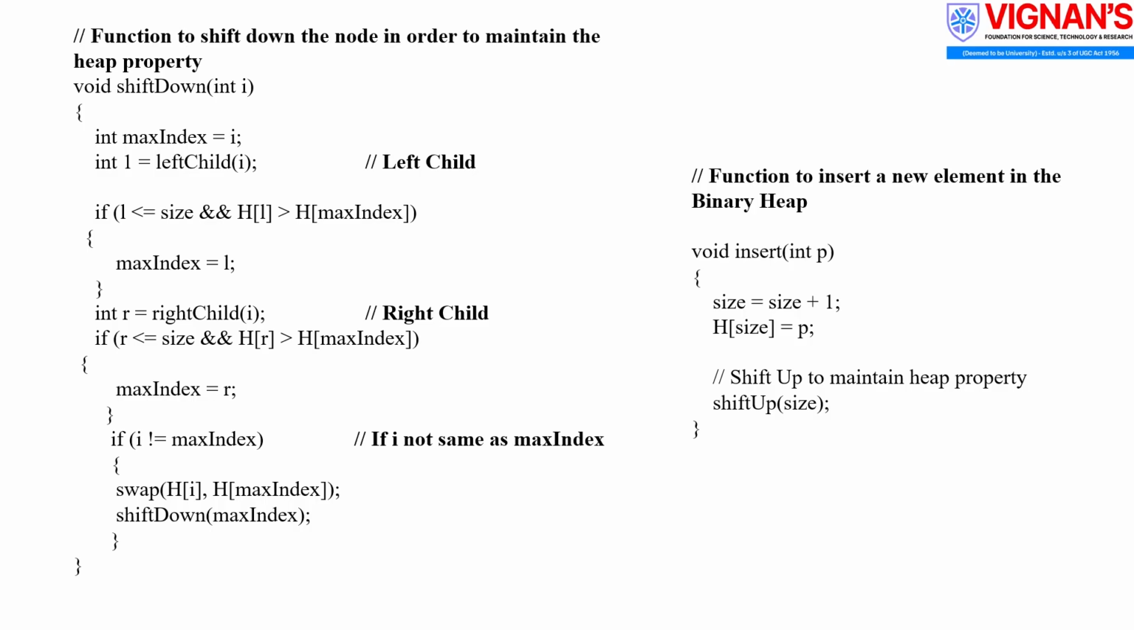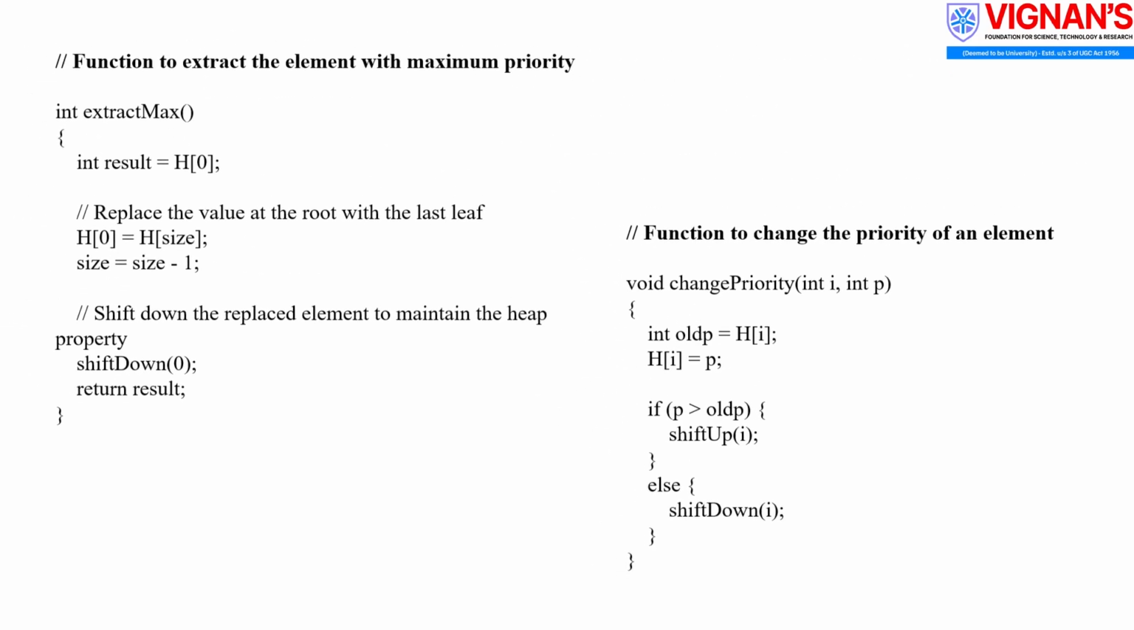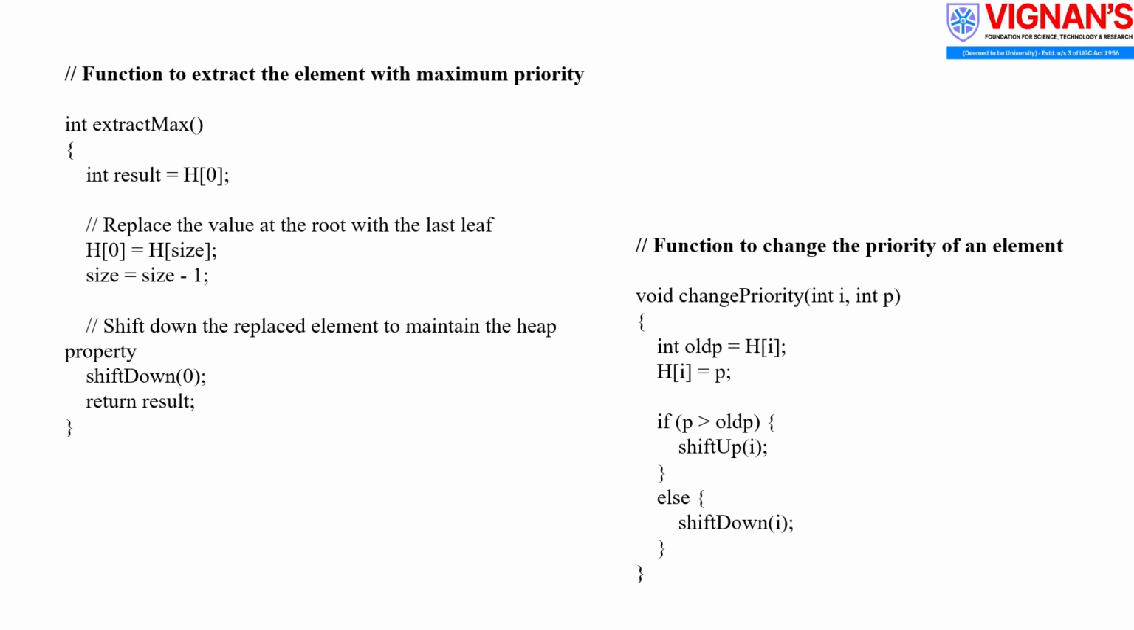maintained. This part of the program defines two important functions, extract max and change priority, which are used in a max binary heap. First, the function extract max is used to remove and return the element with the maximum priority. Since this is a max heap, the maximum element is always at the root, which is stored at index 0. The value at the root is saved as the result.